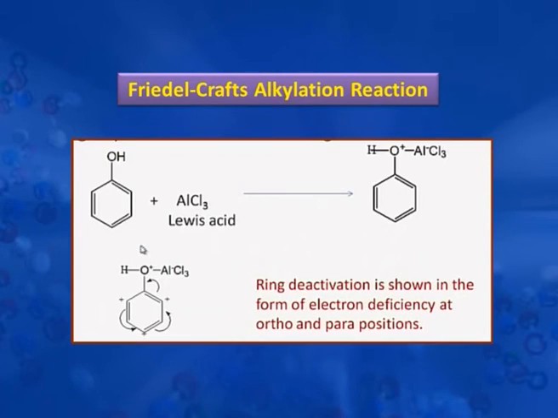As you can see here, when phenol is treated with aluminum chloride, which is a Lewis acid, it forms a complex, and on this complex you can see that there is a positive charge on the phenolic oxygen. As a result, the ortho and para positions become less electron rich. In other words, ring deactivation is generated because of the attachment of aluminum chloride at the phenoxy oxygen, and that is why under normal conditions Friedel-Crafts alkylation does not take place with phenol.